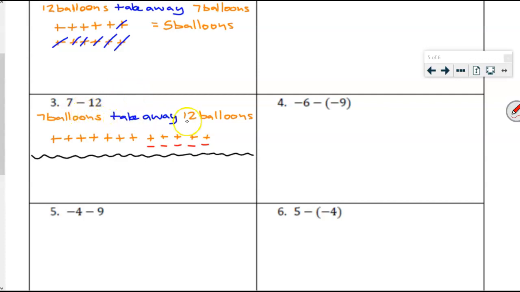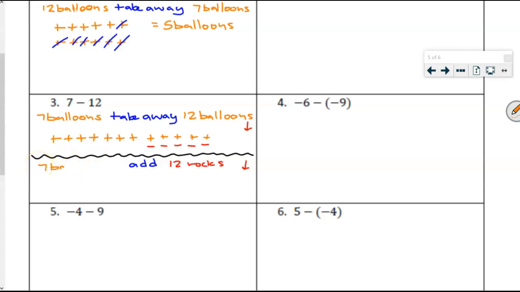Taking away balloons makes the basket go down. How else can I make the basket go down? What about rocks? I add rocks. So I can change this if I want to an add rocks problem. Exactly how many rocks? 12. Let's see which one is easier to model.